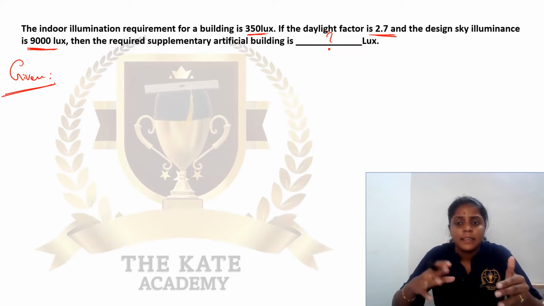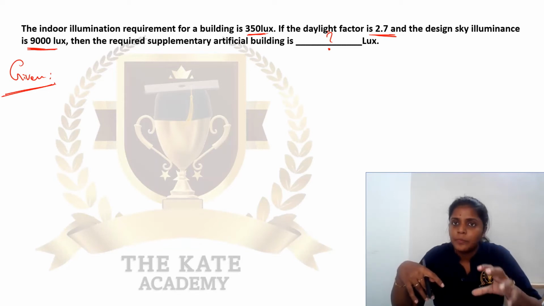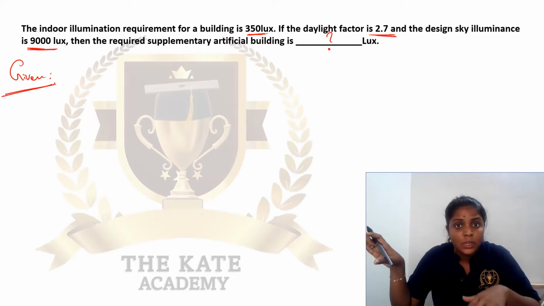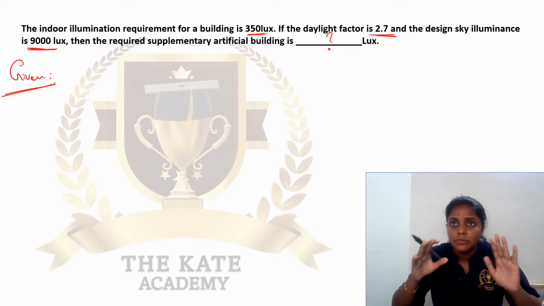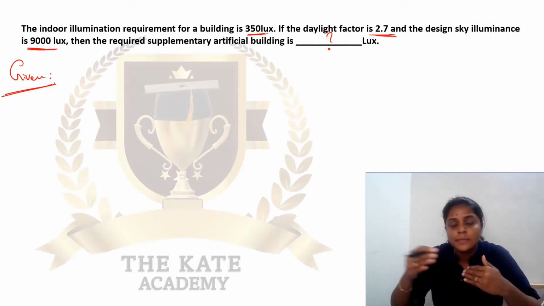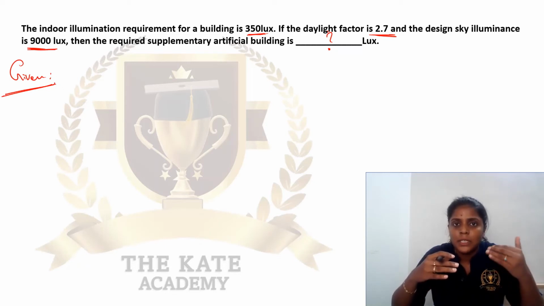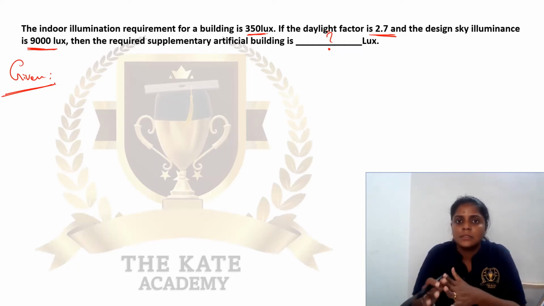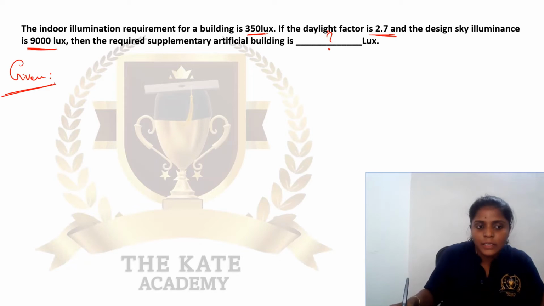Secondly, they are saying that the outdoor illumination, the design sky illumination, is 9000 lux. So outdoor illumination they have told you. Indoor how much is there they did not tell you, but they told you how much is required. 350 lux should be there, and their question is how much artificial lighting is required. For that you have to first find out how much is already present there. Then only you will know if the requirement is met or not. If the requirement is not met, then we have to subtract it from the given requirement, and tell that this much lux is to be artificially produced. Okay, while we calculate it you will understand.